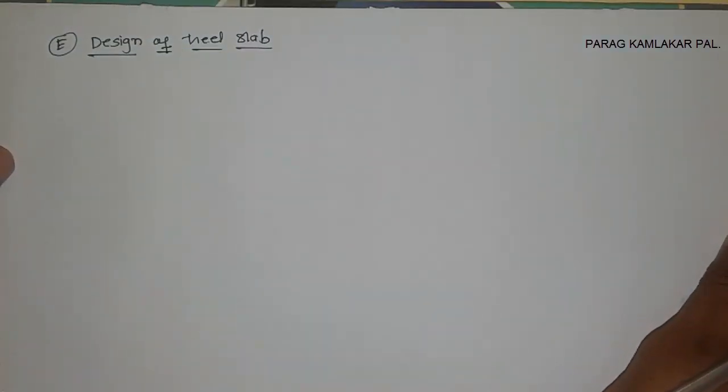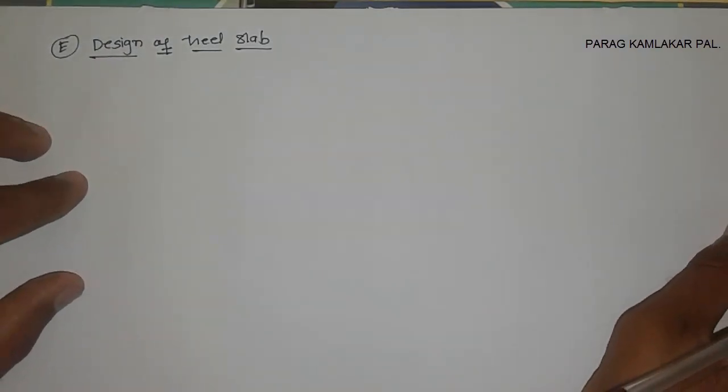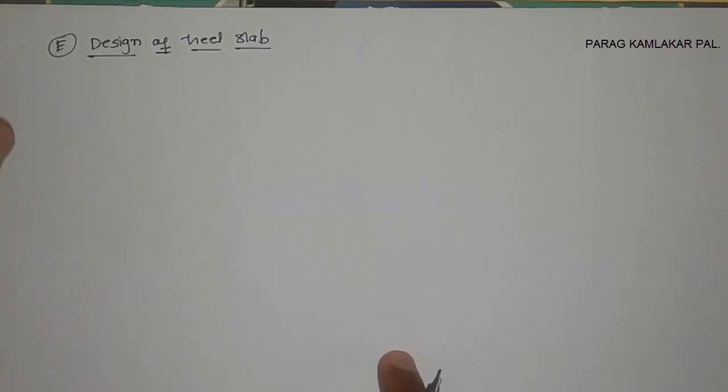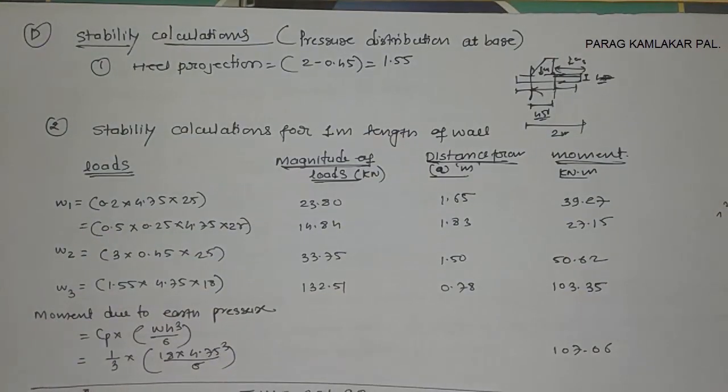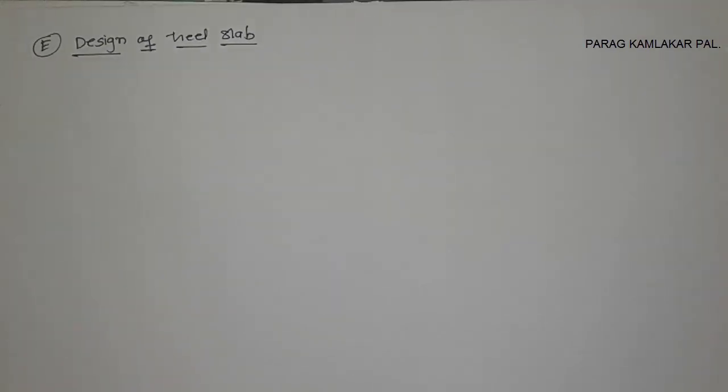So how can we do this problem? Just start from here. What is the moment computation? We already did it in this table. You can see in this table the moments we get over here. All these moments are required for our next step, design of the heel slab. So here first we need to go for moment calculation, and after that we will proceed further.